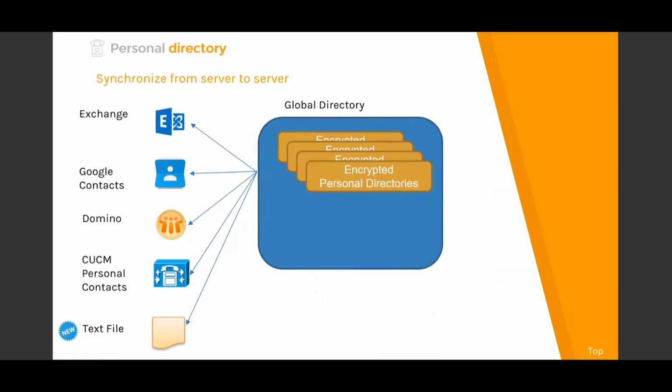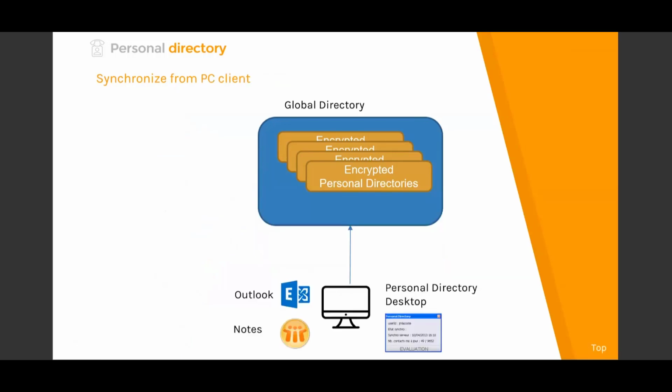The way to synchronize with your personal tools, or you can create it from a text file or directly from the web directory. And the search is the same as Global Directory. Of course, it is filtered according to the user logged on the web interface, for example, or on the phone. And the directory is stored encrypted on the server so that the administrator cannot see it. In some cases, we don't have the right to search in Exchange, so it's possible to synchronize with Outlook, for example, with a small application installed on the PC.